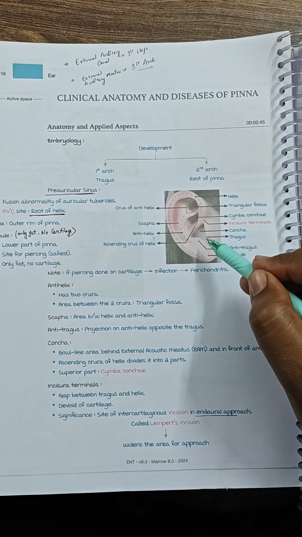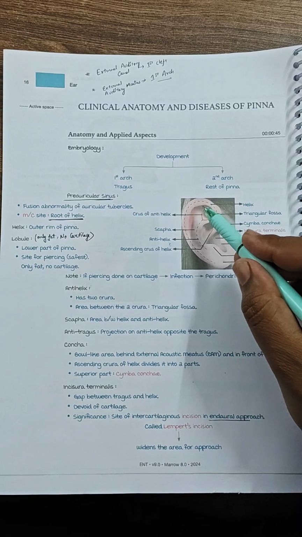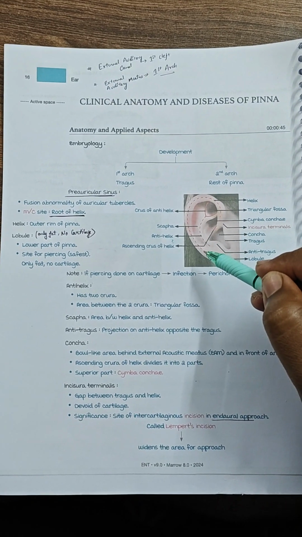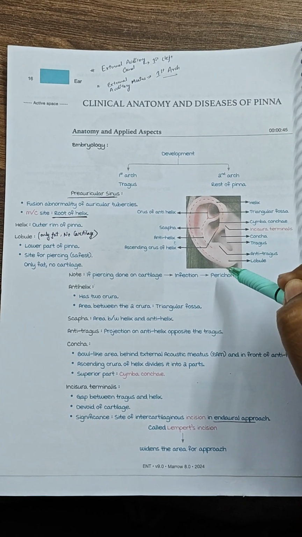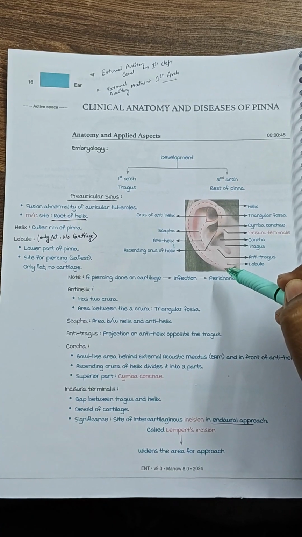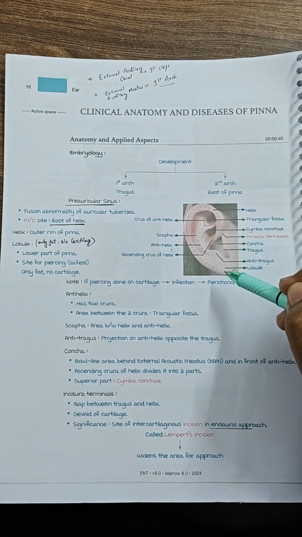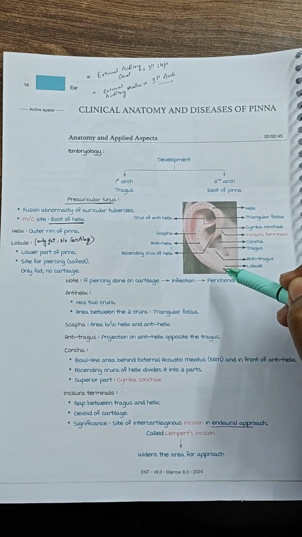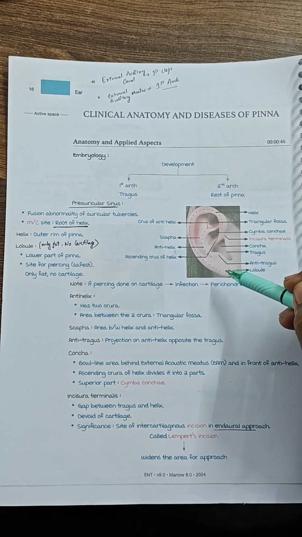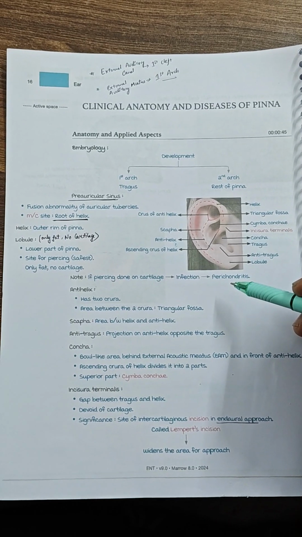This triangular part is the tragus. First of all, let's see the outer rim of the pinna, which is known as the helix. The lowermost part of the helix is the lobule, which does not contain cartilage, only fat is present. It is also the site for piercing. It is safe because if we pierce the cartilaginous part, it can become infected and damage the cartilage.